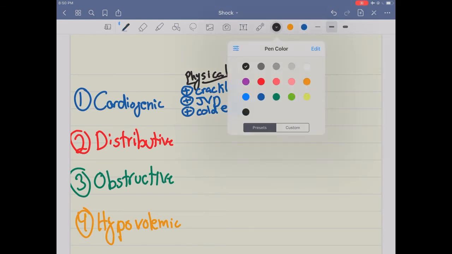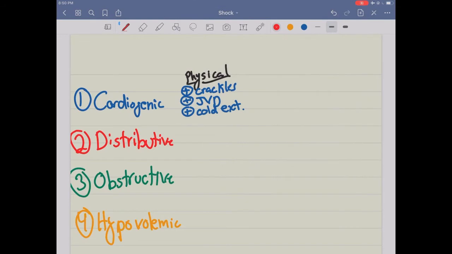So in distributive shock, you will not see any crackles. You will not see any JVD, and your extremities are going to be warm. And at the very end, we'll go over why you have warm or cold extremities.